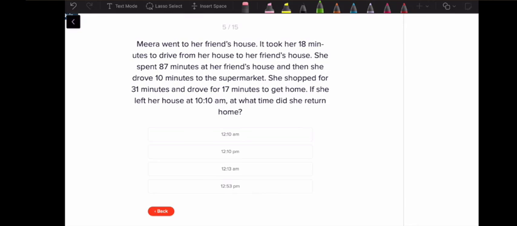This problem states, Mira went to her friend's house. It took her 18 minutes to drive from her house to her friend's house. She spent 87 minutes at her friend's house, then she drove 10 minutes to the supermarket. She shopped for 31 minutes and drove for 17 minutes to get home. If she left her house at 10 a.m., at what time did she return home?